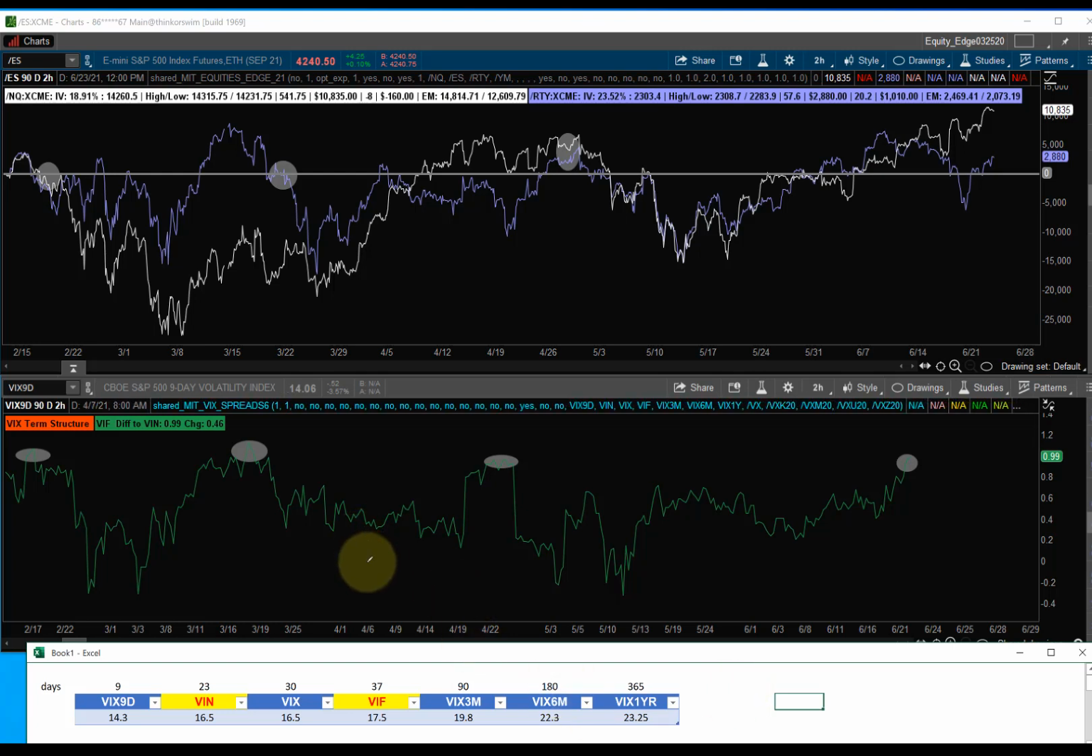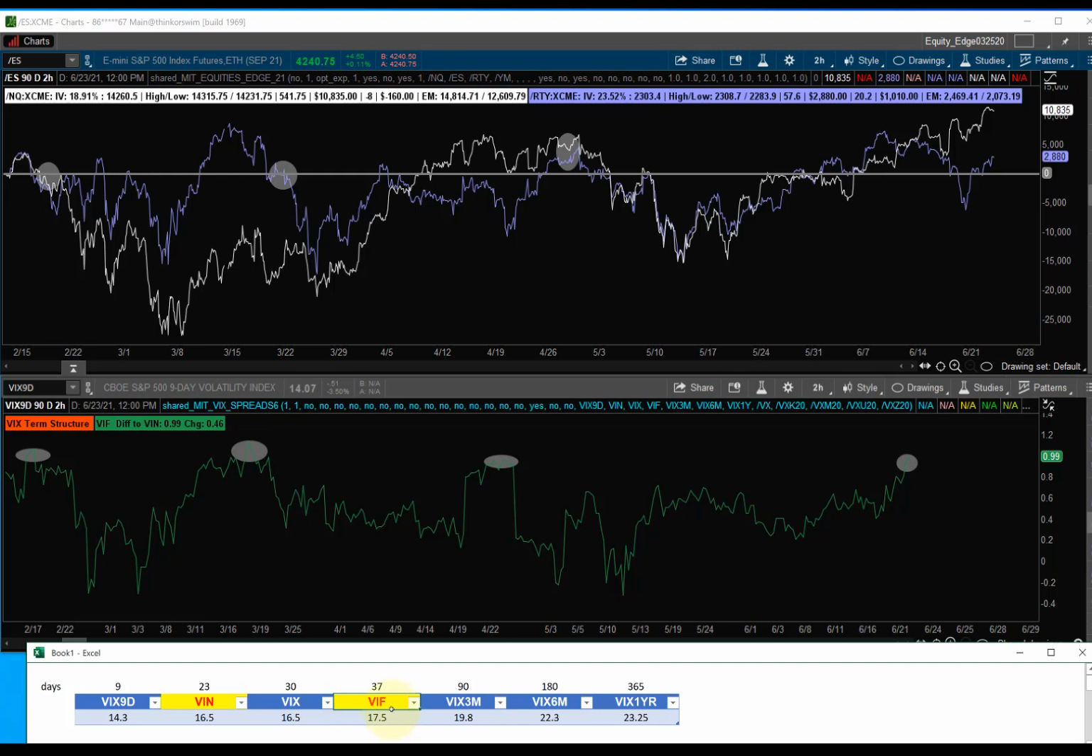Well, I was just doing some analysis, just looking at the relative value between the VIN and the VIF. And what I'm looking for is a difference in this 14 days of analysis, right? 37 days minus 23 days is 14 days. So this chart right here is the VIF against the VIN. And it shows the difference. And right now the difference is about 1.0, 16.5 to 17.5. That's 1.0.